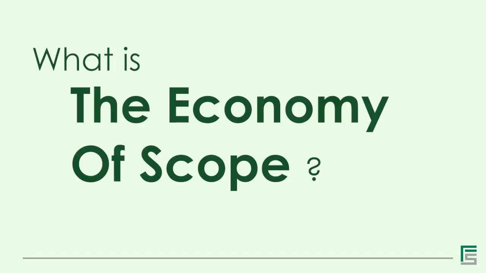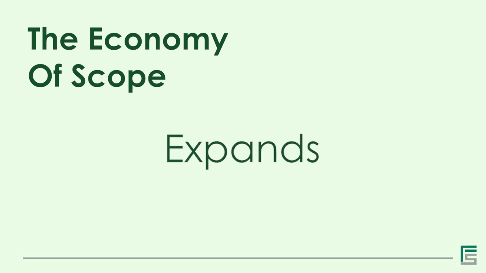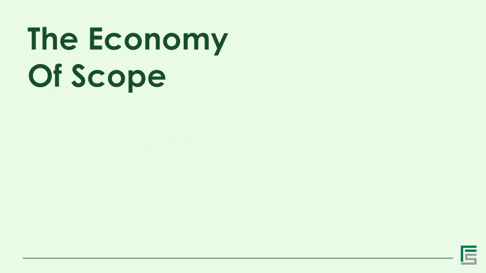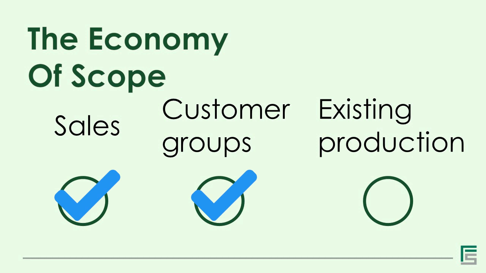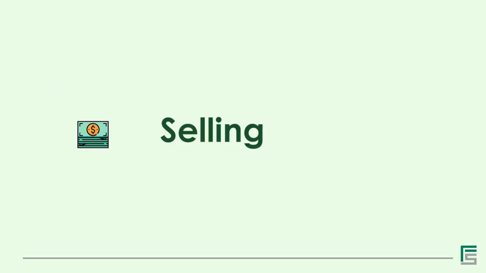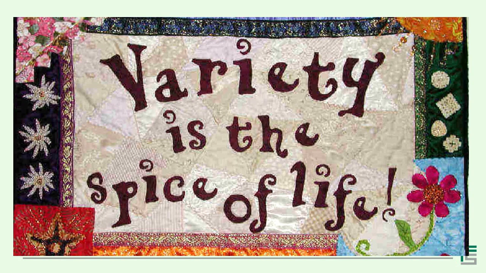The core idea used here is economies of scope. What is economies of scope? Economies of scope expands the product range with new products, thereby increasing sales, winning newer customer groups, and utilizing already existing production processes. In simpler terms, it is the technique where businesses reduce cost of production by simply selling different products. As the saying goes, variety is the spice of life.